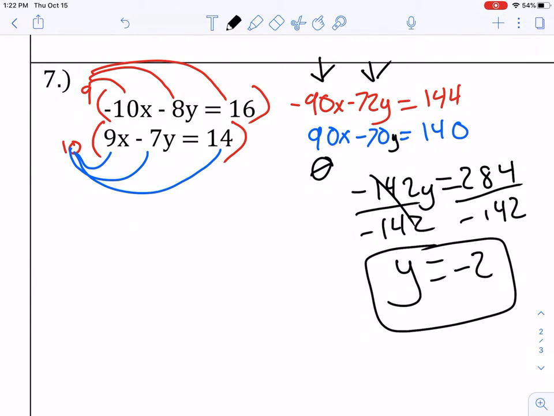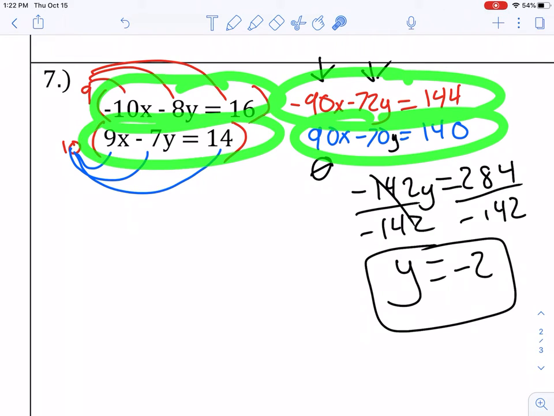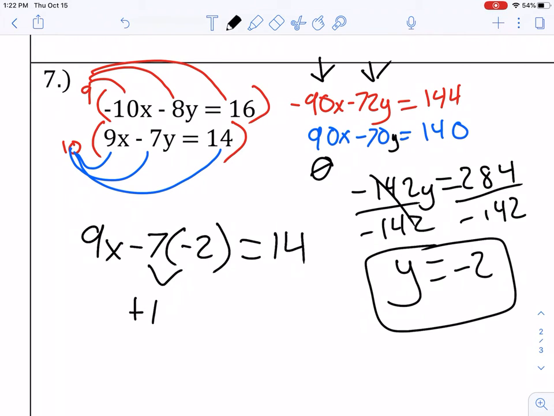Now I can plug that negative 2 into this equation, this equation, this equation, or this equation. Whichever one looks easiest to you. I'm going to choose the bottom equation. 9x minus 7 times negative 2 equals 14. We're multiplying these up. That's a positive 14.